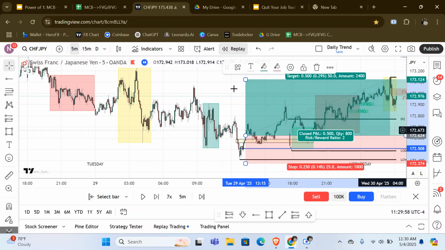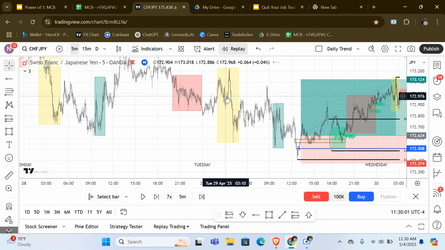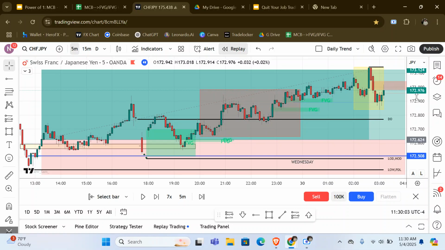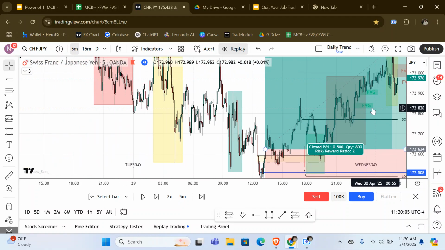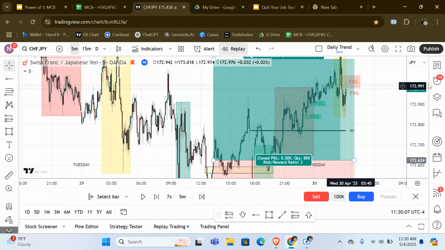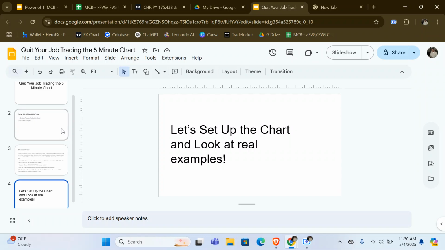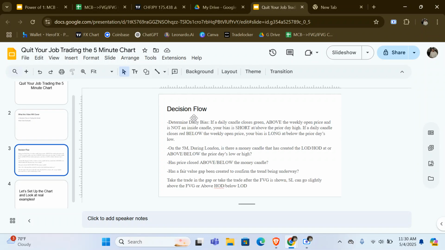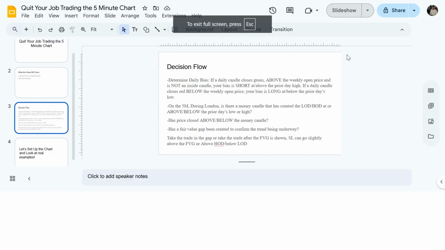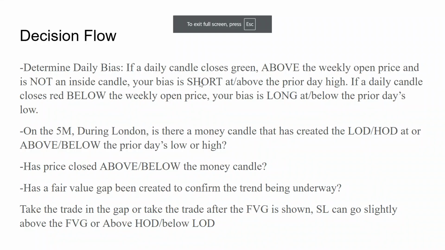Yeah, there you go. All right, so in London the following day, this would have been an overnight hold, but at the same time, it did hit 50 pips during London session, so you would have had to hold that trade overnight. So that again is our steps when we went through. Let me bring up the decision flow again. Remember, I have my daily bias. I was going long because there was a red close below the weekly open.